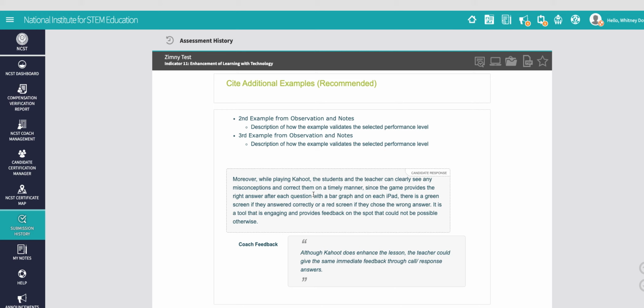Okay. See, this is actually better feedback. This is a better example. Since the game provides the right answer after each question with a bar graph and on each iPad. Another problem I'm having with this is the whole need-want thing is pretty subjective. Something that I want might be a need to someone else. So it's really interesting. Okay. Yep, that's true.